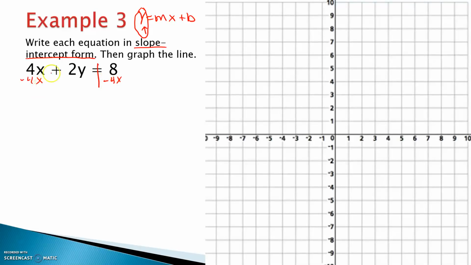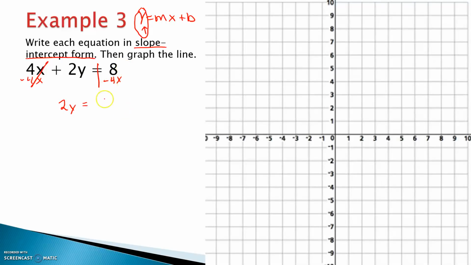Now, most students are familiar with this, right? What happens with the 4x minus 4x? They cancel out. Bring down your 2y is equal to, and this is where the mistake happens. Can I subtract a minus 4x from an 8? No, because this here doesn't have a variable, and this does. These are not like terms.